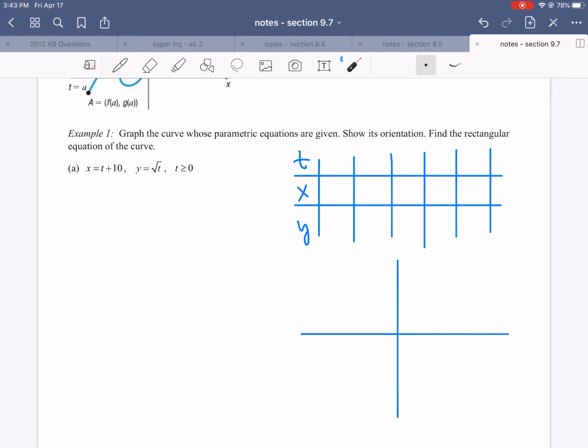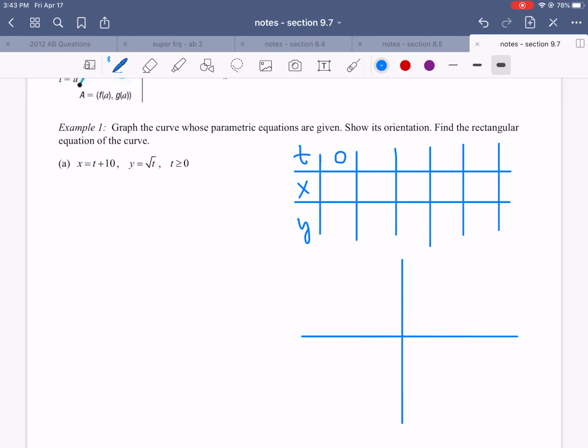Okay, so starting with t is greater than or equal to 0, the first value of t that I am able to use would be t is equal to 0. So if I plug 0 into both of my equations here, what am I going to get for x and y? Well, x is equal to t plus 10. So if t is 0 right now, 0 plus 10 is going to give me 10. And y is going to be 0 because the square root of t, which right now is 0, is 0. So at t is equal to 0, I'm going to plot a point, and I'm just going to pretend like this is the point (10, 0) here, and that's going to be my first point.